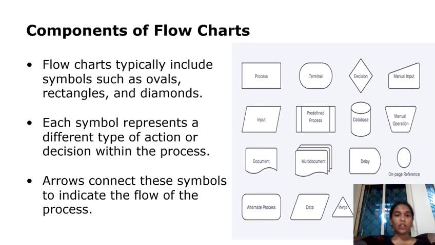Components of a flowchart. Flowcharts typically include symbols such as ovals, rectangles, and diamonds. Each symbol represents a different type of action or decision within the process. Arrows connect these symbols to indicate the flow of the process. Here I gave a few of the symbols that are used in the flowchart.